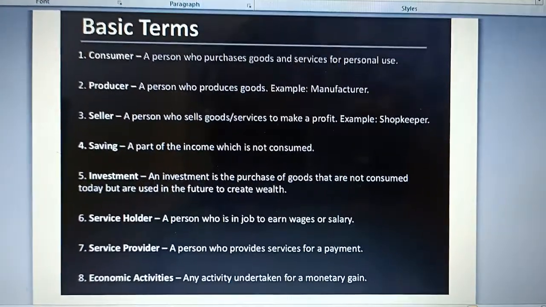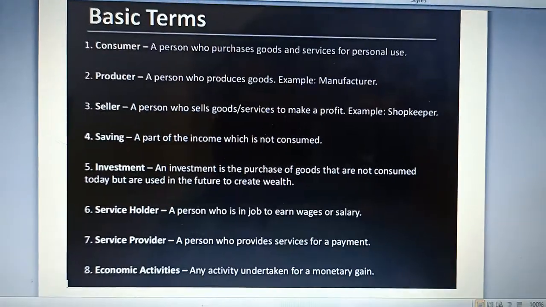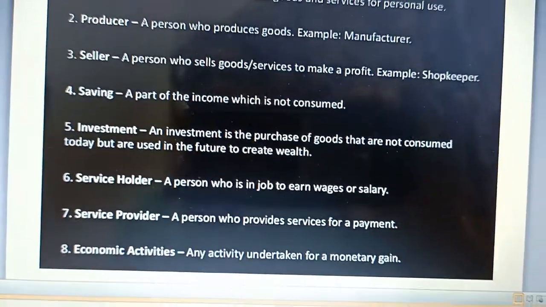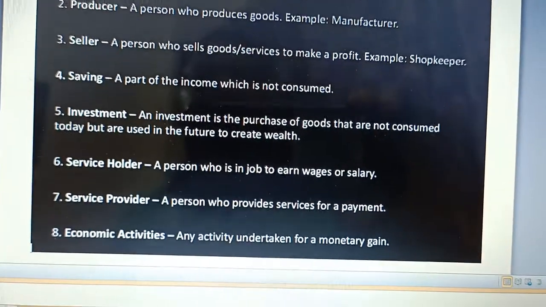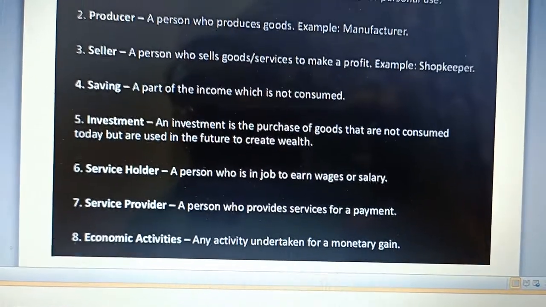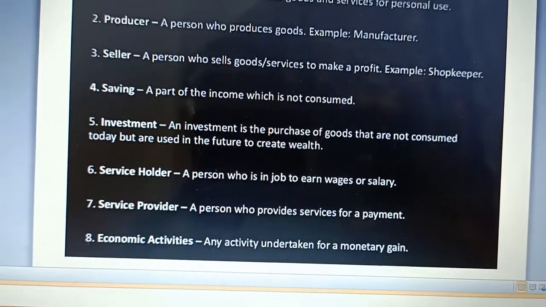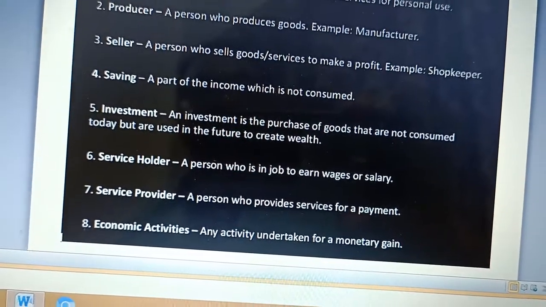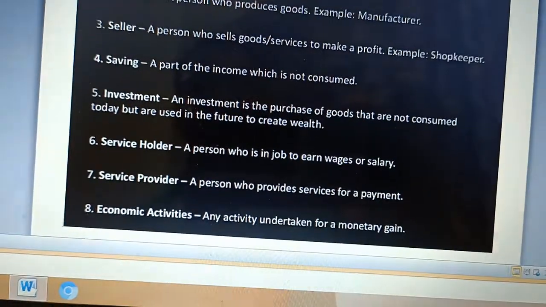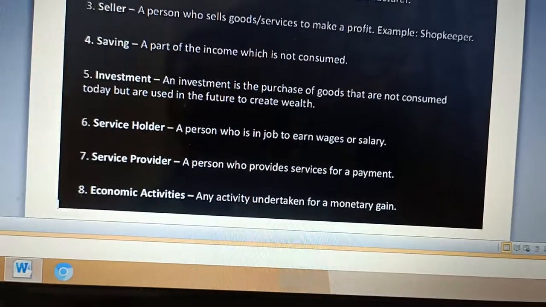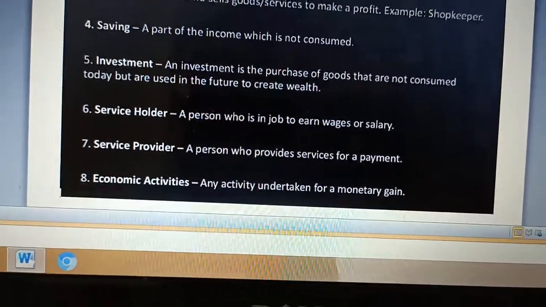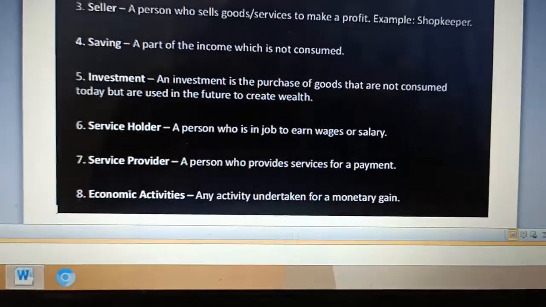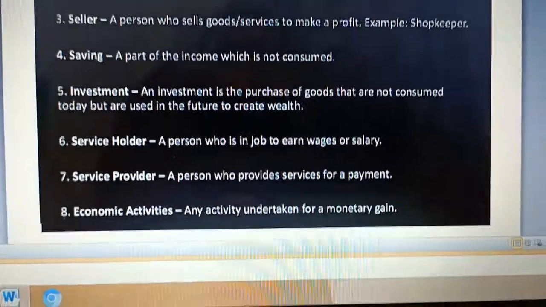Or the part of income which is not consumed, or which is left with the consumer after consumption, that is called saving. Investment: part of income which is spent on plants, buildings, machinery to create wealth. Or an investment is the purchase of goods that are not consumed today but are used in the future to create wealth. Then service holder, a person who is on a job to earn salary or wages. Service provider, a person who provides services like doctor, engineer, teacher. All these are said to be service providers.